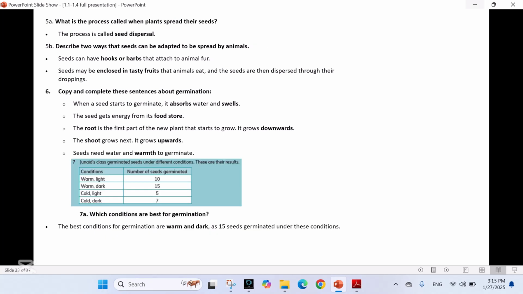Question number 7. Junaid's class germinated seeds under different conditions. These are their results. Conditions: number of seeds germinated. Warm light 10, warm dark 15, cold light 5, cold dark 7. Part A. Which conditions are best for germination? Answer. The best conditions for germination are warm and dark, as 15 seeds germinated under these conditions.